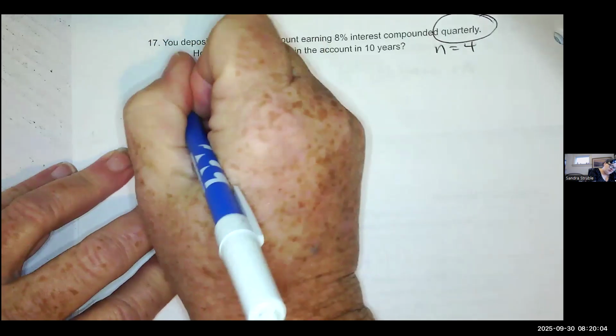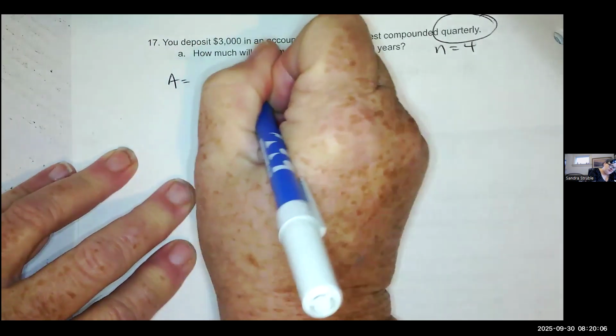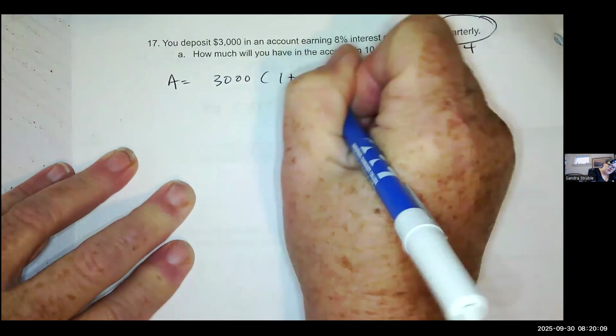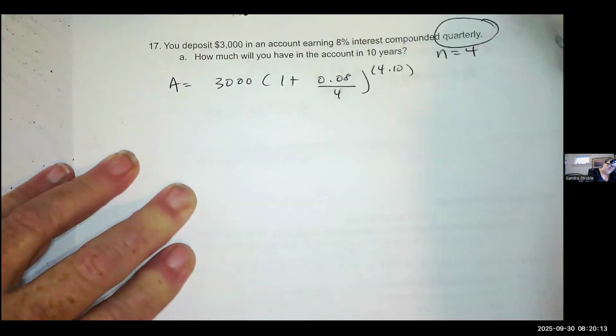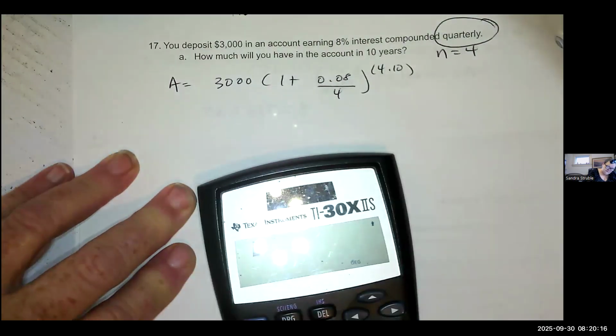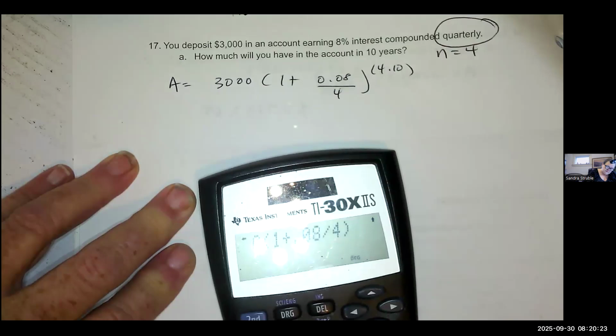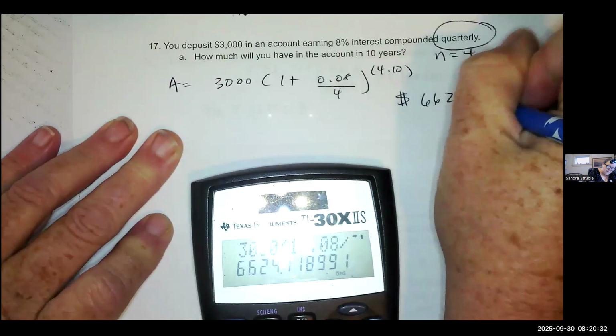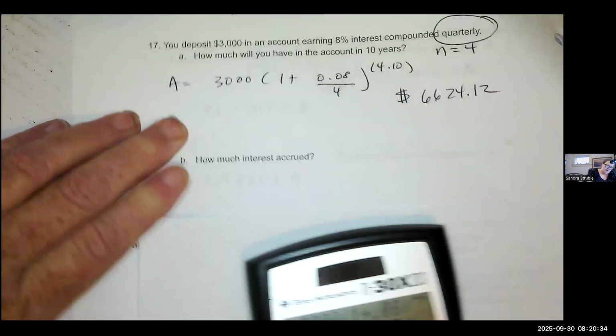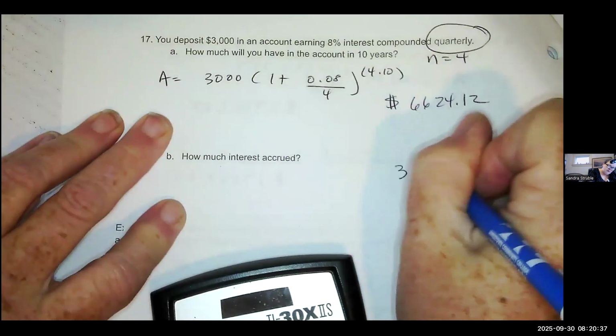So A is equal to 3,000 times (1 plus 0.08 divided by 4) raised to the 4 times 10. So your amount you have at the end is $6,624.12. And the amount of interest you accrued is $3,624.12.